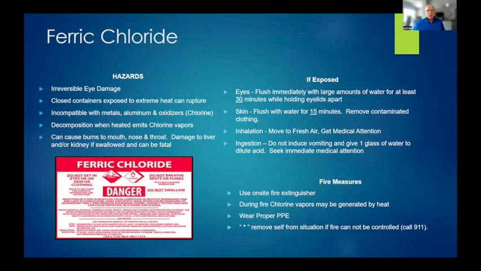Decomposition when heated emits chlorine vapors. You want to be aware of that. Chlorine obviously is a very hazardous material. Firefighting measures I have listed here. Use your on-site fire extinguishers.